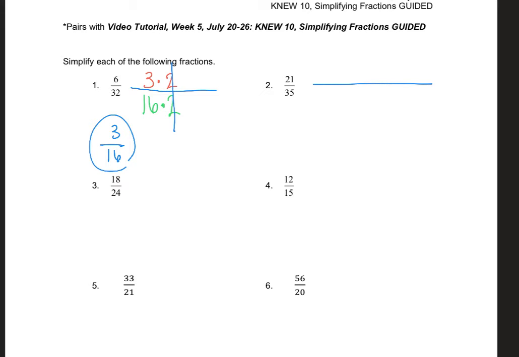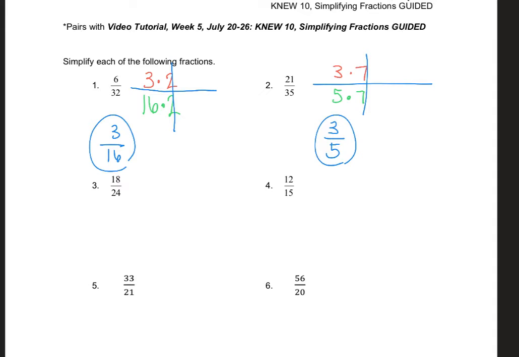All right, so I'm going to go ahead and do the next one. 21 over 35. So 21, I have 1 and 21, or 3 and 7. So I'm going to rewrite the top as 3 times 7. 35, off the top of my head, it ends with a 5. So no, that's not one of my pairs there, but it does help me because that gives me 5 times 7. The 7's divide into 1, and it leaves me with 3 over 5.